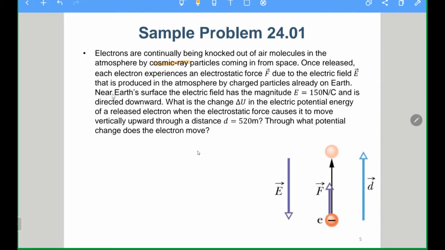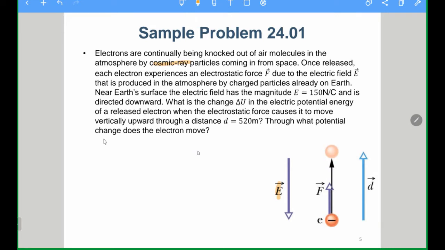So here near the Earth's surface, the electric field has a magnitude E equals this magnitude and is directly downward. So we have the E field pointing downward here. And what is the change delta U in the electric potential energy of a released electron when the electrostatic force causes it to move vertically upward through a distance d? Okay, so we have a distance, need to move upward. So it asks you what is the delta U, what is the change of the potential.